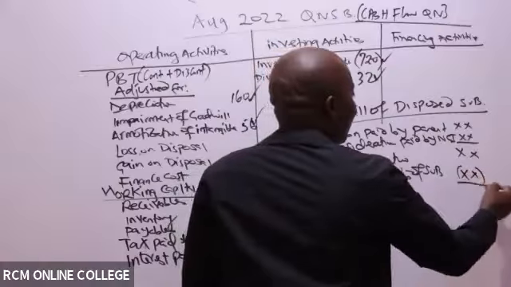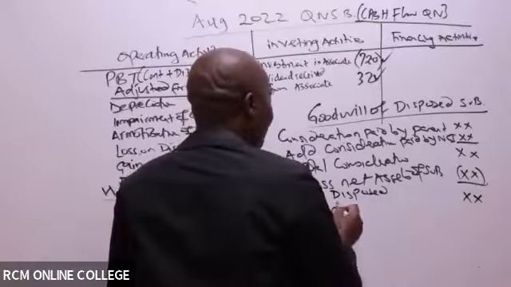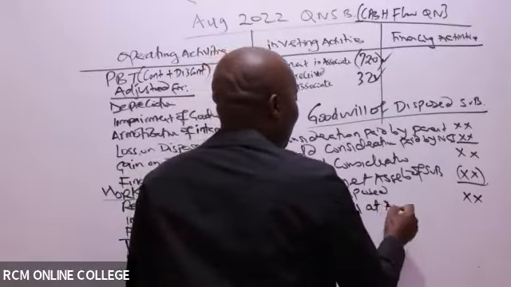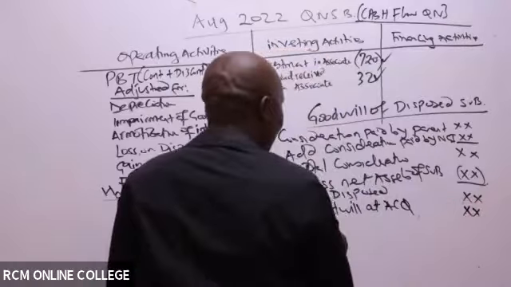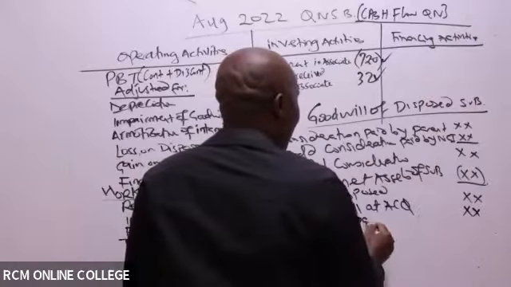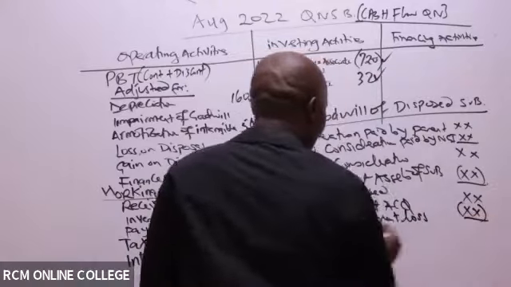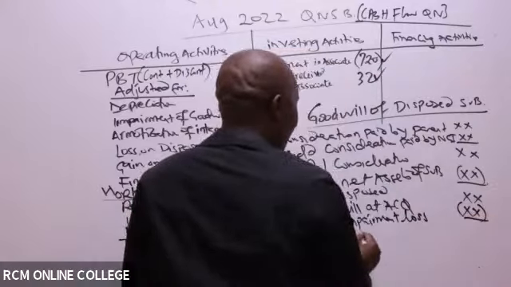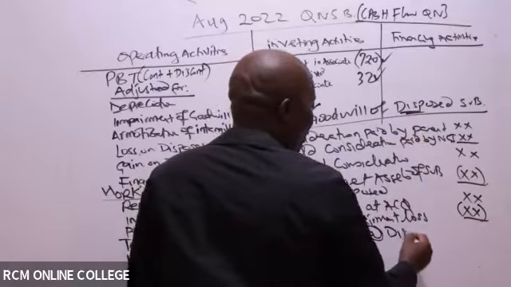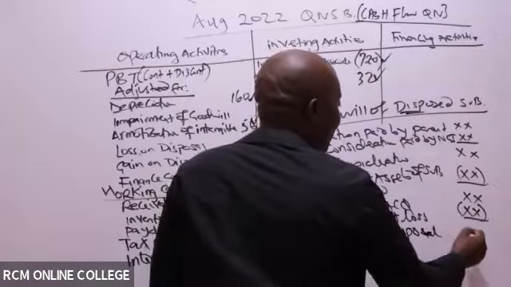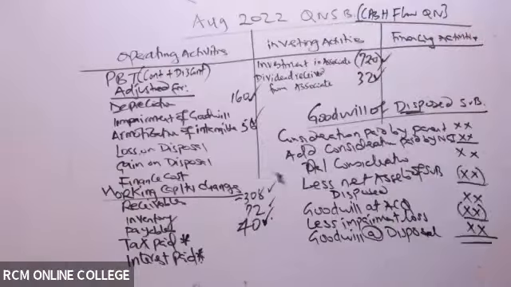You subtract like that, and you'll be able to get goodwill at acquisition. Then you come under it and less impairment loss, to get goodwill. In this case, because you're talking about a disposal, it is goodwill at disposal. Very important. Goodwill at disposal.